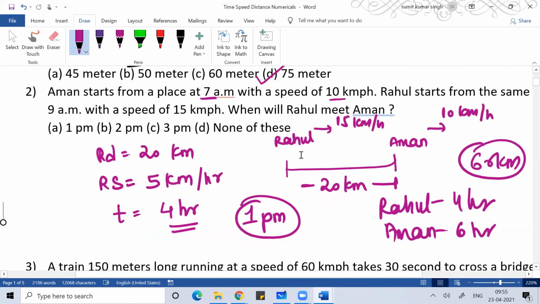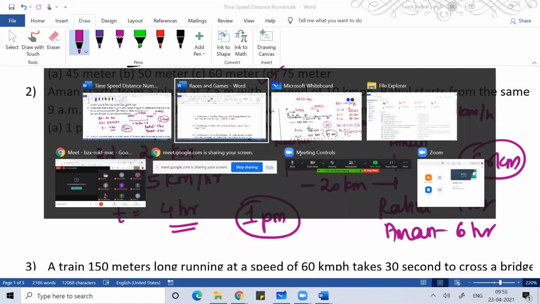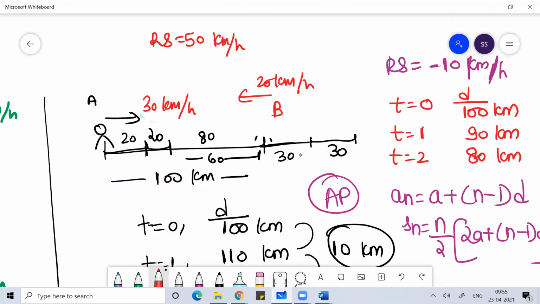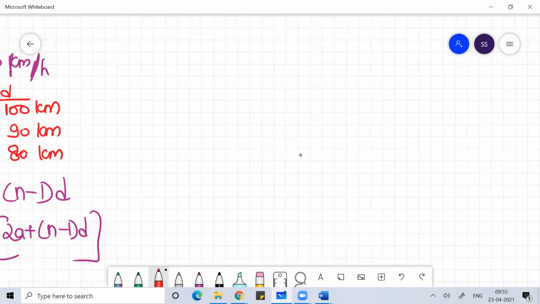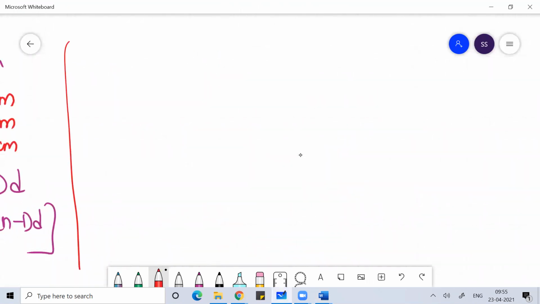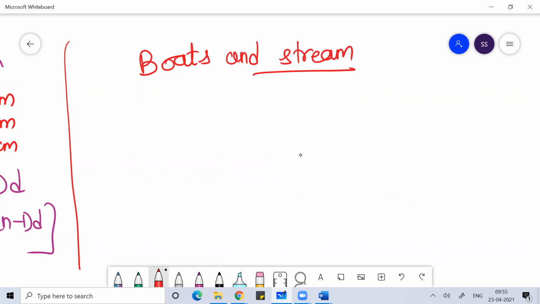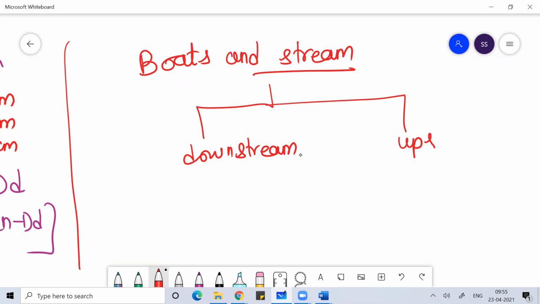So you can use the concept of relative speed to solve many problems. The problems are related to the usual problems of time, speed, and distance, or you can use the same application in solving problems on boats and stream. When we talk about boats and stream, we use two concepts. One is called downstream, and the other one is called upstream.